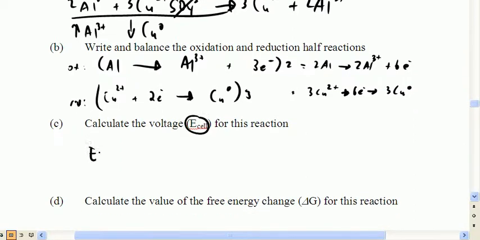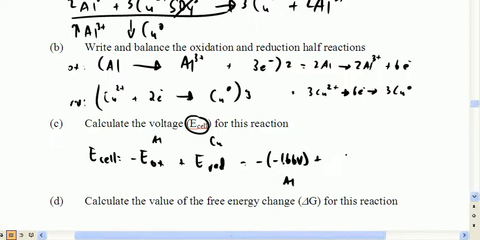E cell equals negative E ox plus E reduced. The oxidized one was aluminum and the reduced one was Cu. So I'm going to look on my reduction potential chart, and I know that negative 1.66 volts is aluminum, and for the Cu2 plus going to Cu0, that's just going to be 0.34 volts. So when you add these all together, you get a positive 2.0 volts. Okay, let's think about what that means.